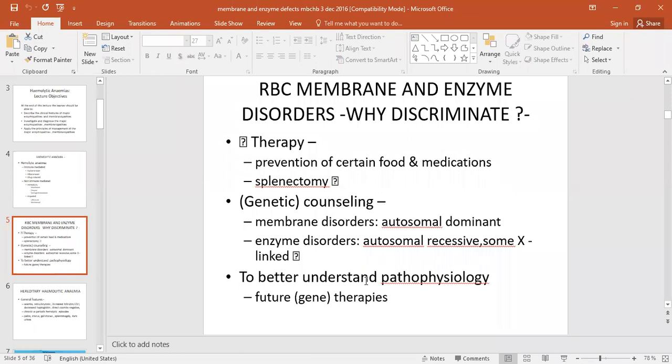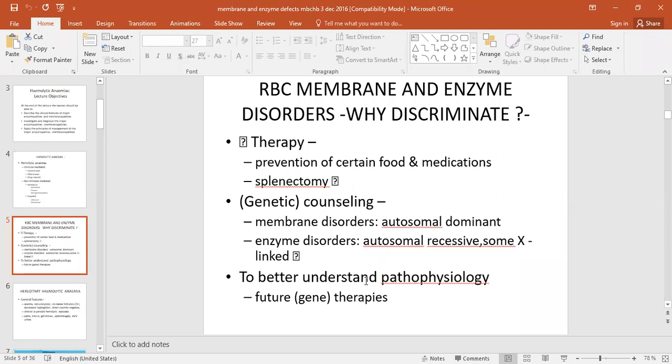The majority of the membrane disorders, as we did mention, tend to be autosomal dominant, while enzyme disorders tend to be autosomal recessive. So if something is autosomal dominant, it means you just need one abnormality. And if it is recessive, then you need a double dose. So a mother and a father must both give for the disease to manifest.